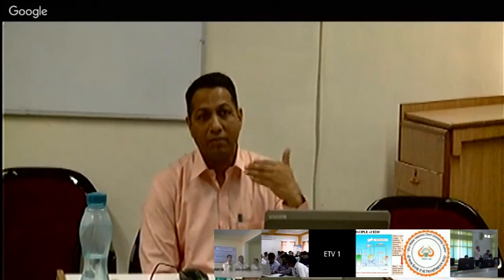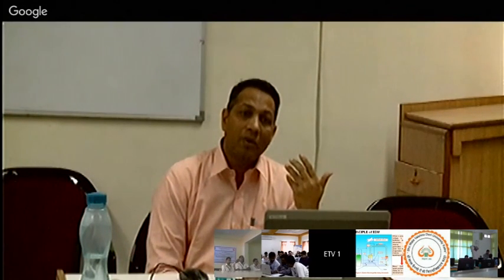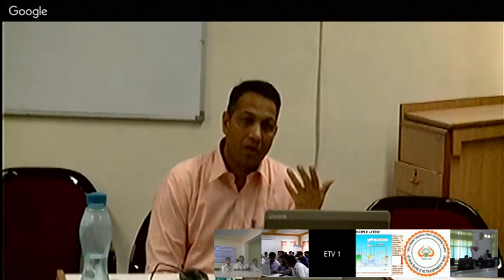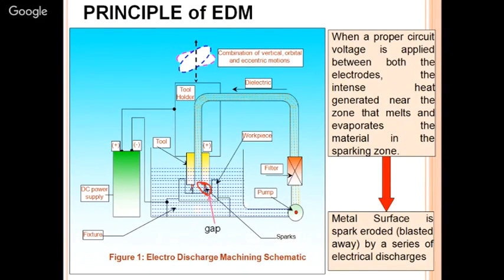But we have accepted the most widely accepted theory behind it, which was given by Benedict, the physicist. When a proper voltage is applied between the two electrodes, one electrode is called the tool electrode and the other is called the job electrode. The job is usually fixed at the bottom while the tool is fixed at the top. Both are submerged into the dielectric fluid.